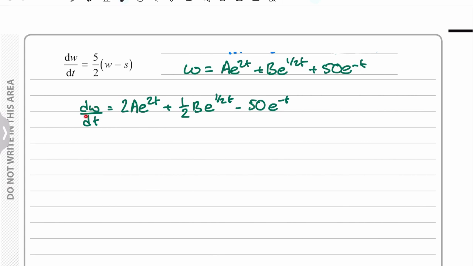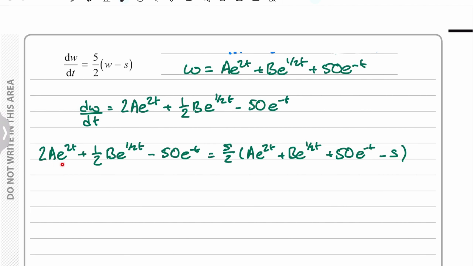So now we have dW by dt and W. We'll substitute them both into here. So we've got dW by dt will equal 5 over 2 lots of W minus the S. Then we'll move this 2 to the left-hand side, and we'll multiply that with 5 on the right-hand side.